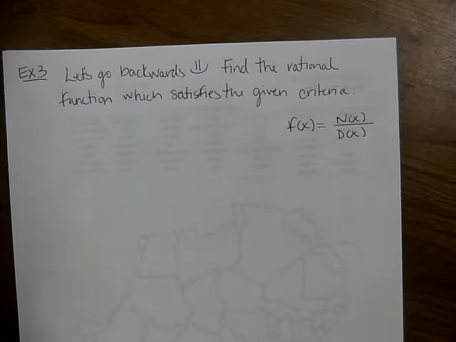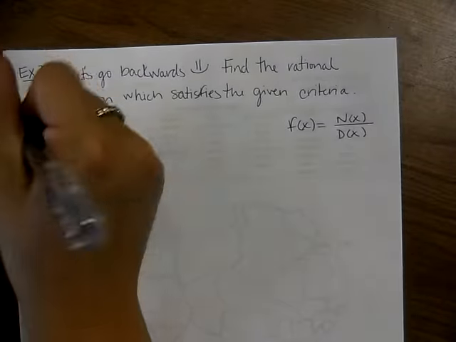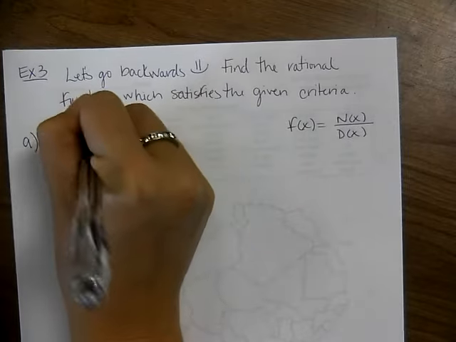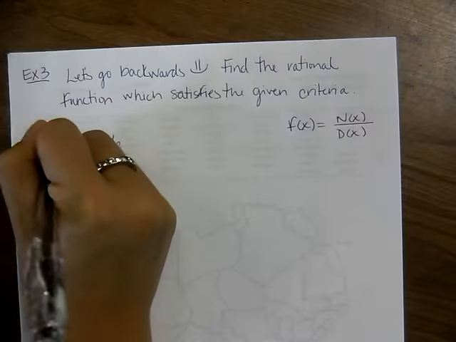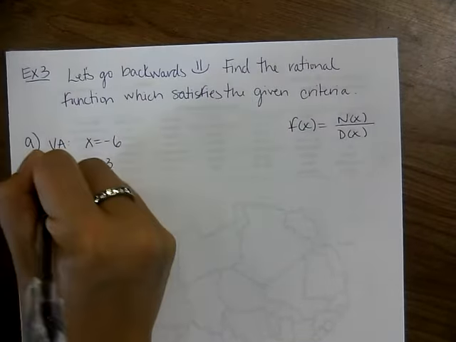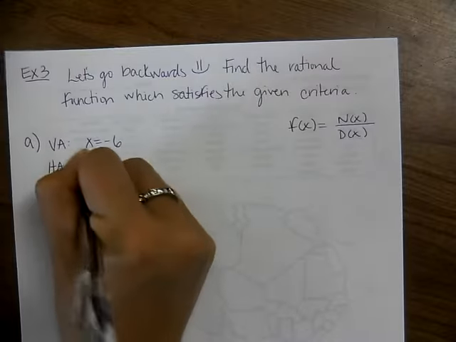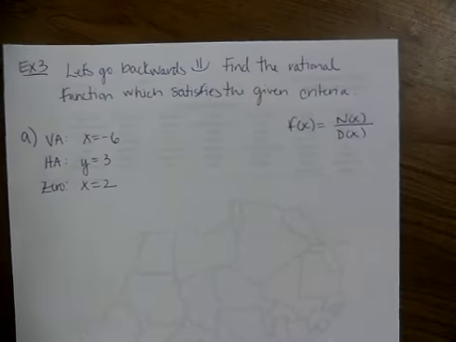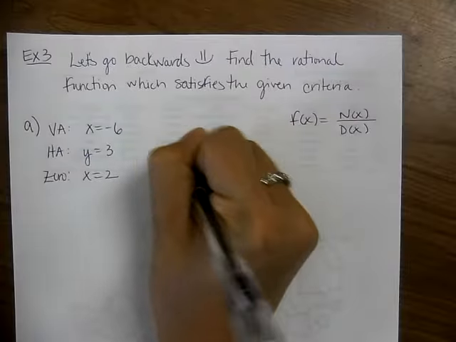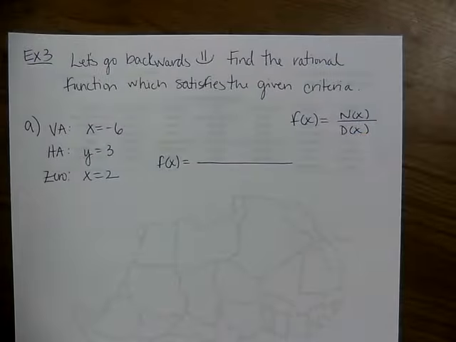We're going to start out real easy. Okay? So let's say you've been given this information. The vertical asymptote is x equals -6. The horizontal asymptote is y equals 3. And the zero is x equals 2. So I have to start out with something like f of x equals something over something.